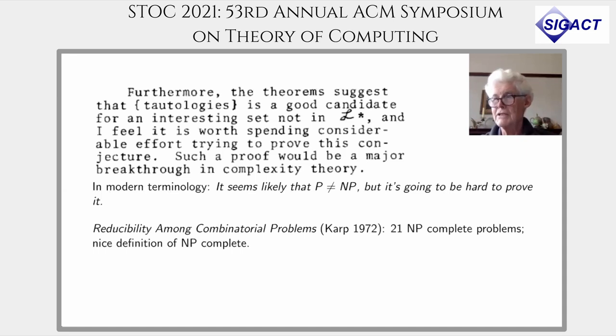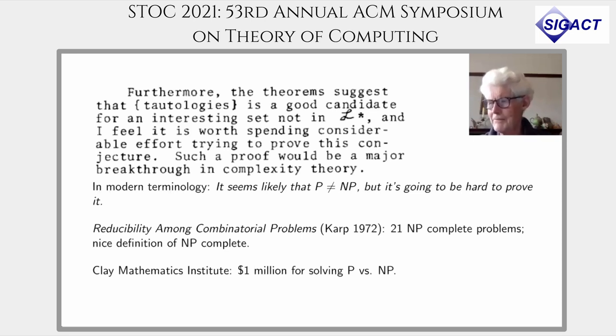The Clay Mathematics Institute selected the P versus NP problem as one of the 7 Millennium Prize problems, announcing May 24th, year 2000. Each problem is worth $1 million. The P versus NP problem is still open, as I think most of them are.